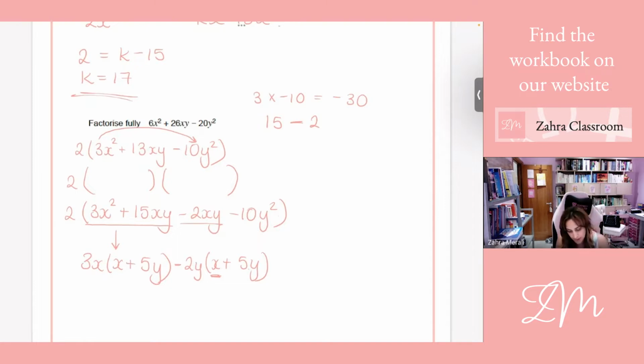So now I can see my brackets are, one bracket is whatever's in that bracket, x plus 5y, and the other one is everything else. And so I factorize that fully.